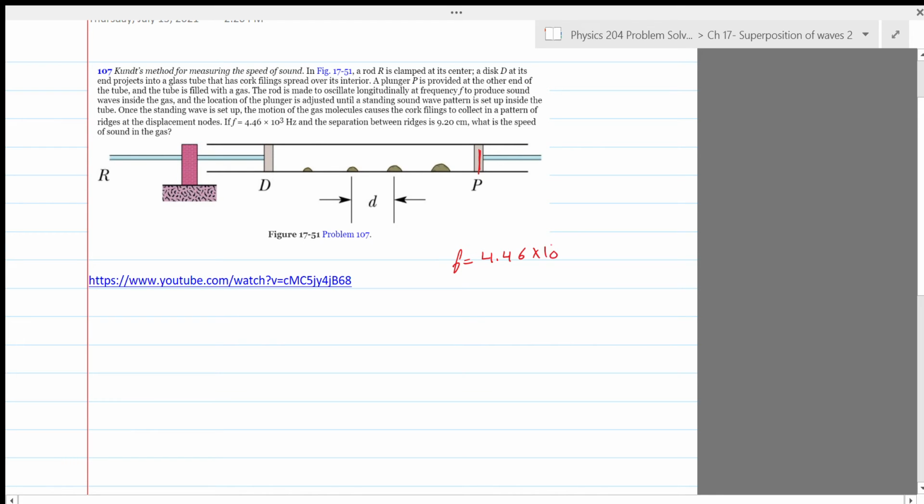If f equals 4.46 times 10 to the power 3 hertz, and the separation between the ridges, let's name it d, is equal to 9.2 centimeters, what is the speed of the sound in the gas?